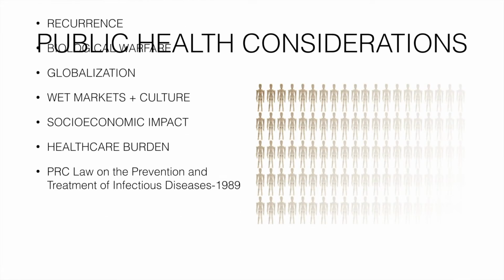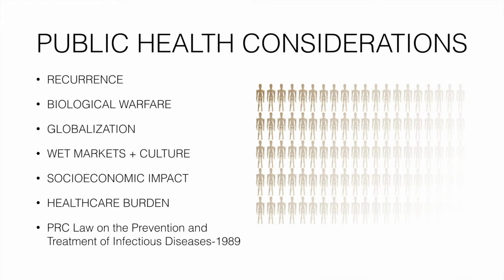So some public health considerations here. The biggest factor for this SARS outbreak at the time was the fear that it could recur. Obviously, it was such a nasty, frightening outbreak to begin with, and even though the Chinese government managed a mass mobilization to kind of get things under control, what if it happens again? What if this virus is weaponized and becomes a tool for biological warfare?